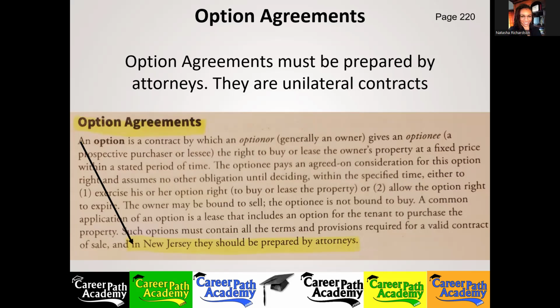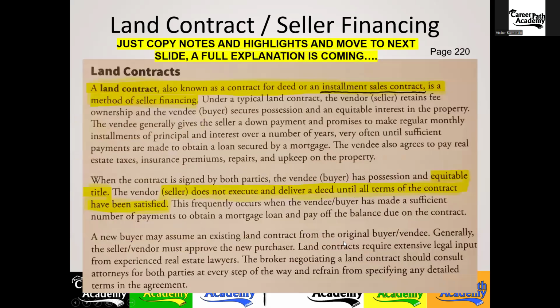And then land contracts. I'm not sure if we ever skipped forward to page 220 to highlight this or not, but do so now if you didn't.